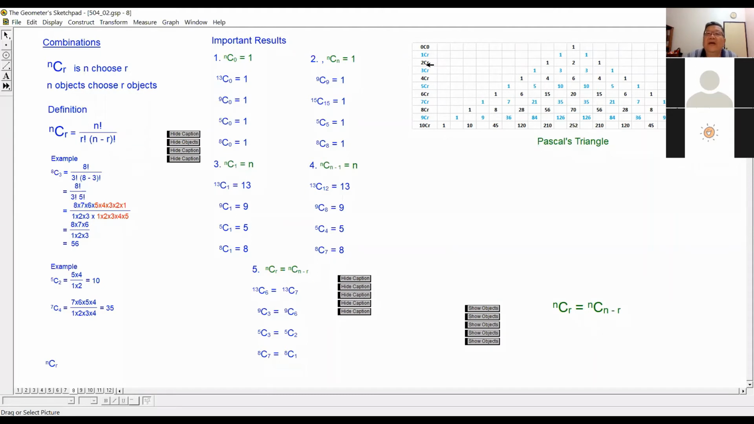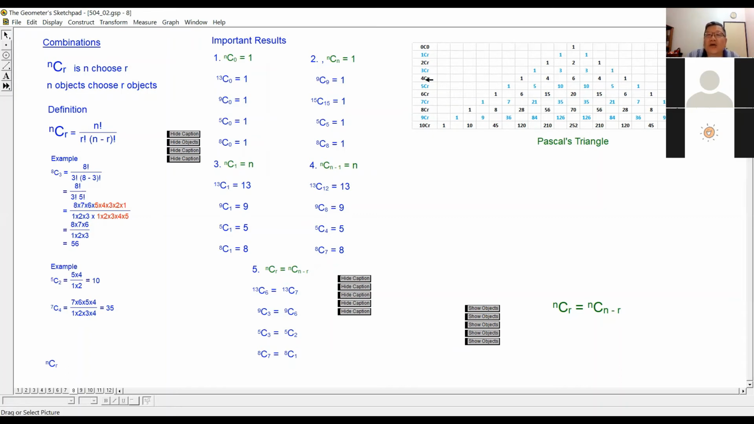You start with that, okay? So now we start with 2. 2 choose 0, don't choose at all, is 1. Then 2 choose 1 is 2. 2 choose 2 is 1. Now we take 3. 3 choose 0 is 1. 3 choose 1 is 3. 3 choose 2 is 3. 3 choose 3 is 1.